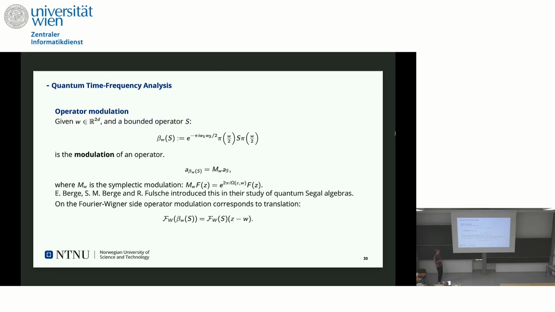So far we've considered translations of operators, but to lift to time frequency analysis for operators, we want to introduce a modulation as well. So this was first studied by Werner and Führ. And just like a translation amounts to a translation of the Weyl symbol, our modulation is going to result in a modulation of the Weyl symbol. Equivalently, if you look at the Fourier-Wigner side, a modulation of an operator is a translation of the Fourier-Wigner of the operator.